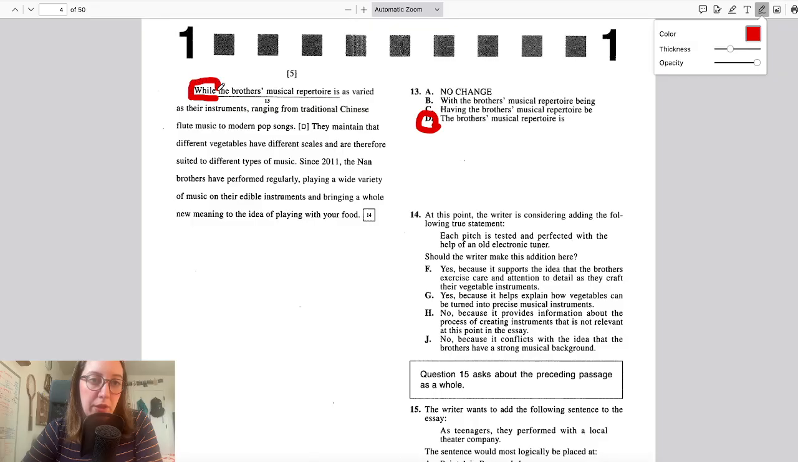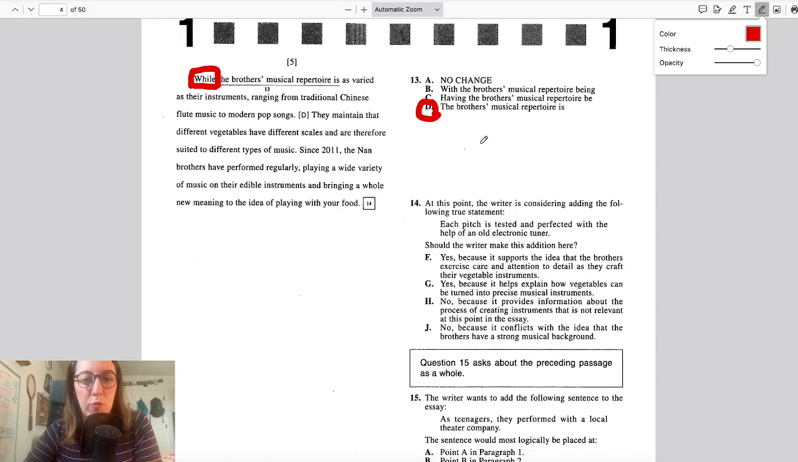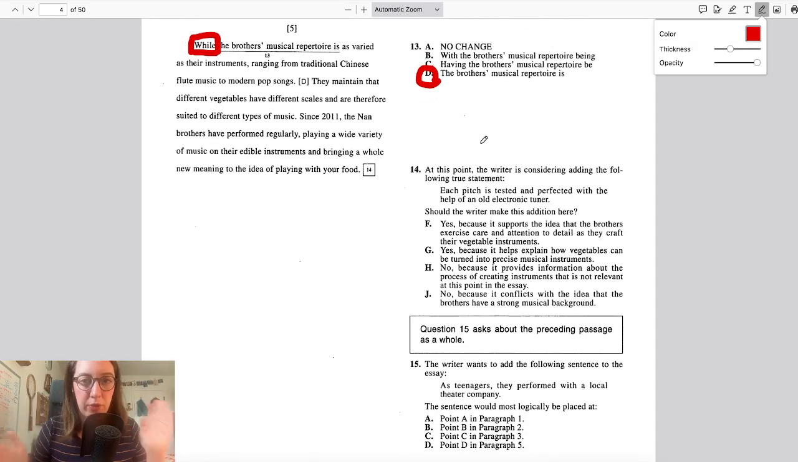While would imply another phrase coming off of the end of this. Pop songs, comma, they didn't start out as varied as they are now, something like that, right? Cool.